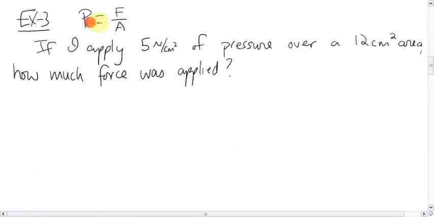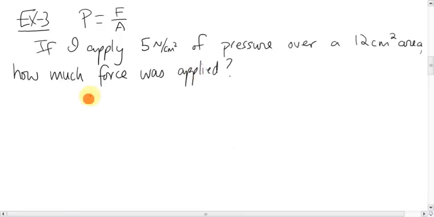Remember this one? Pressure equals force divided by area. Pressure, force divided by area. If I apply that much pressure, 5 newtons per centimeter squared of pressure, over 12 centimeters squared area, how much force was applied? Okay, whatever method you like. If you want to put the numbers in first, then rearrange, or rearrange, then the numbers. I'm going to just rearrange first, then the numbers for this one.